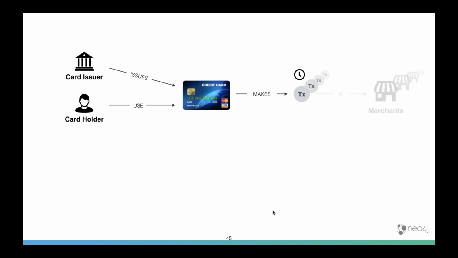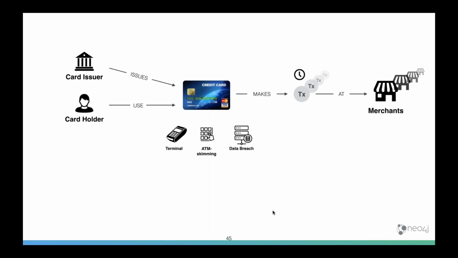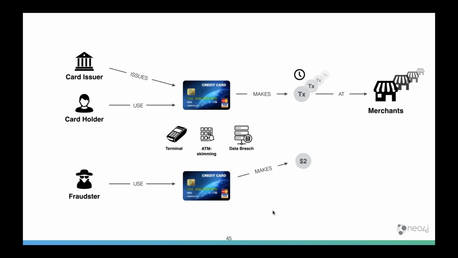But what happens is this card gets skimmed, either in an ATM skimming operation, or at a terminal that has been compromised, or there are data breaches, as we all know, that happen all the time. We've seen in the news lately with Equifax and Yahoo and whatnot. So essentially, somehow through these breaches or skimming, the fraudster gets hold of this credit card.